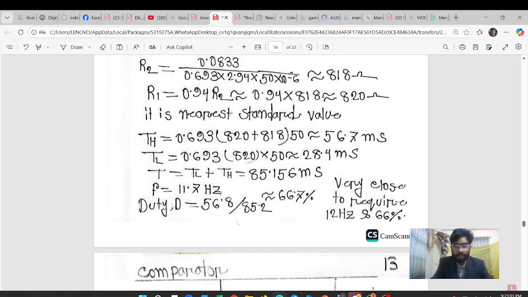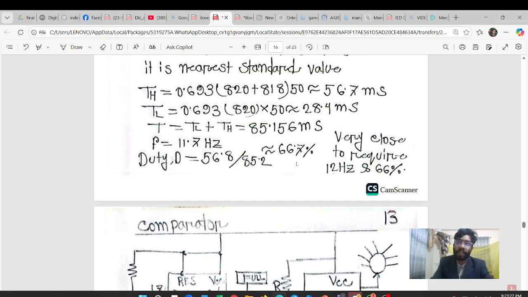And for the duty cycle, we know that T is TH plus TL, and T is 56.8, TL is 28.4, T is 85.2, and the average value is 66.7%. That is very close to the 66% duty cycle according to my ID. That's why, from three different capacitors, I choose 15 microfarad for my astable and monostable circuit.